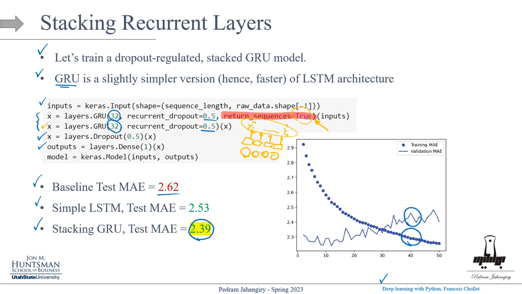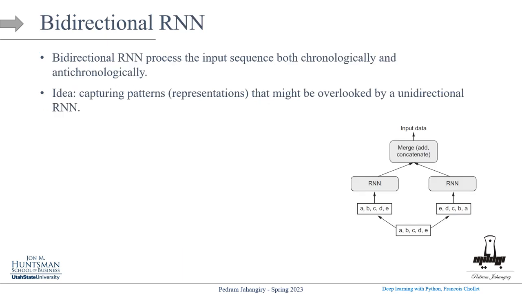Now let's look into bidirectional RNN applied to this simple example. All right, so what is a bidirectional RNN? A bidirectional RNN basically processes the input sequence both chronologically and anti-chronologically. You can think of it as going from left to right or right to left, right? And it does it at the same time. So the idea is that maybe we can capture some patterns, some representations in the data that might be overlooked by a unidirectional RNN, right?